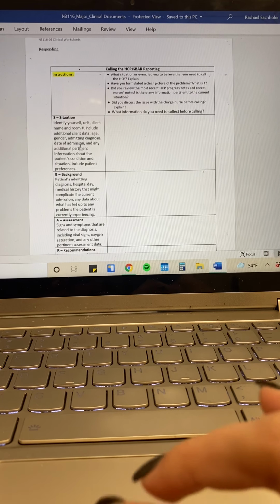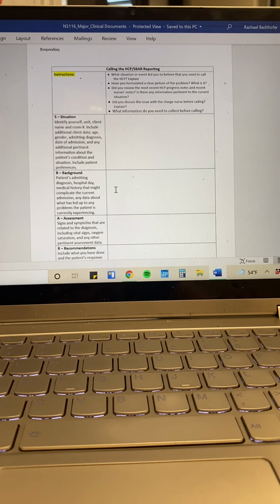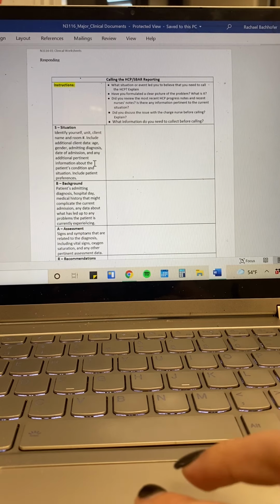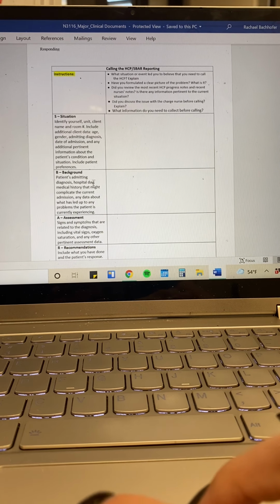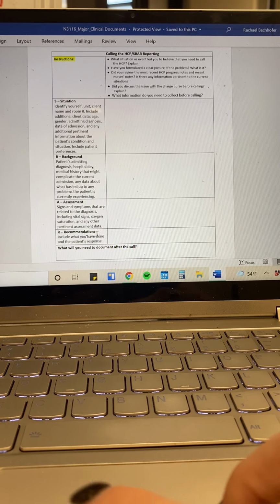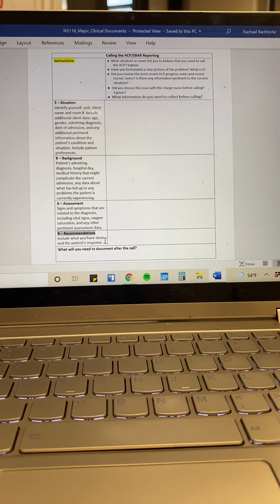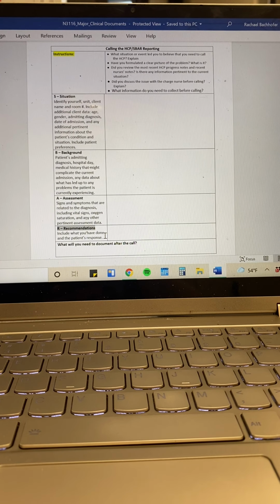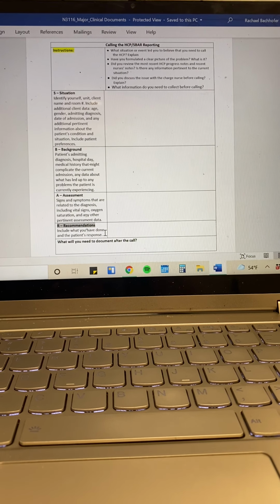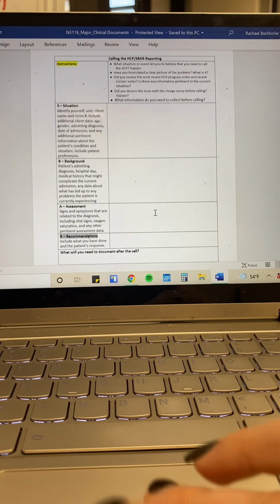From here, on page 8, this is just your S-bar. You guys have had some practice doing your S-bar at this point. So you'll start with your situation, talk about your patient's demographic information, get into their background, your current assessment, and your recommendation. Most of the time, your S-bar will be if your patient needs a different medication or a lab result reported, or there's been a change in assessment. So make sure that you discuss that.